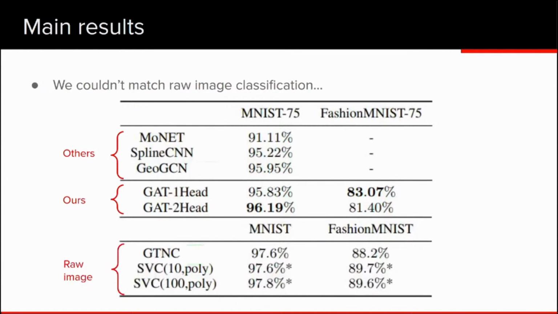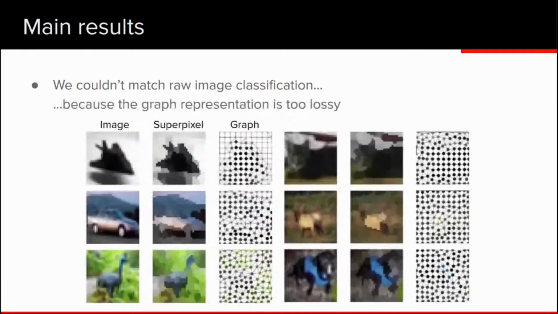However, we cannot match image-based benchmarks, not even simple schemes such as spot vector classifiers. The main reason behind this, which is further commented in the paper, is that the graph representation is too lossy, as we can see in the superpixel versions of the images, which already are quite hard to identify.